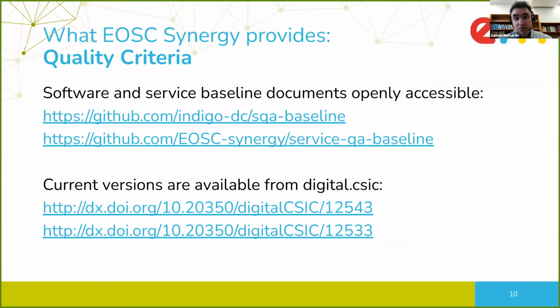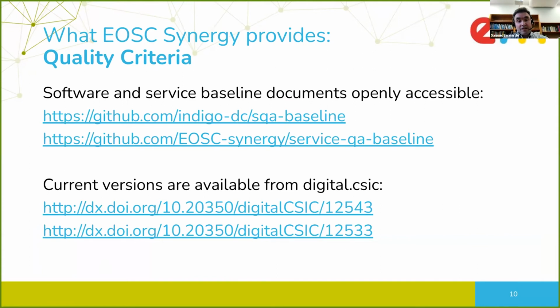So looking to the part of the criteria I mentioned before. Currently, we have defined the quality criteria available in two documents, the software baseline and the service baseline. Current versions are available with DOI references for any citation. Any issues, pull requests, or comments are also welcome in GitHub repositories mentioned in this slide.